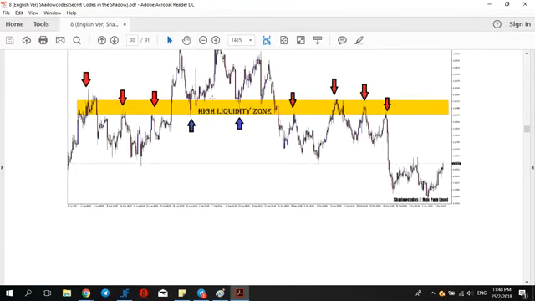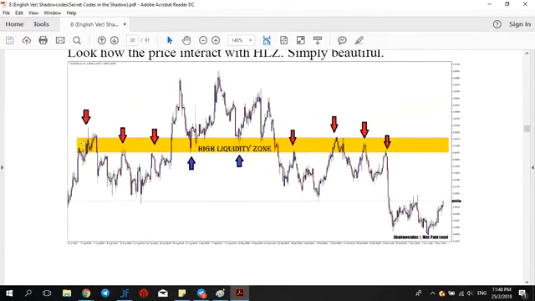All right, this is another one. We have a support here, support here, support here, and then you got a breakout, and then this red one is the resistance. Then you got a breakout, and then you got a support, and then you got another breakout, and then you get a resistance. So you'll be selling on this area.